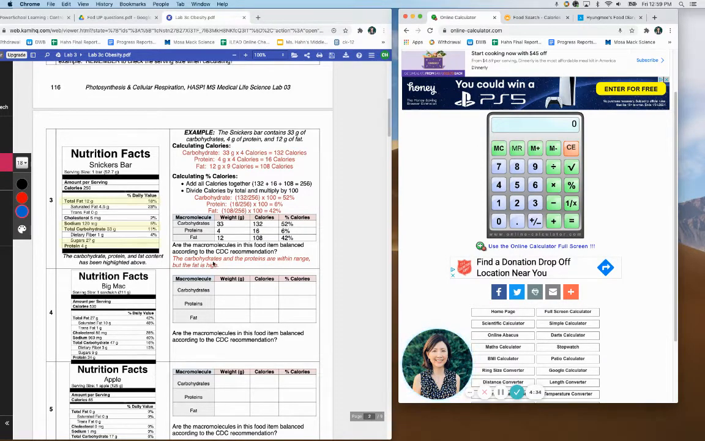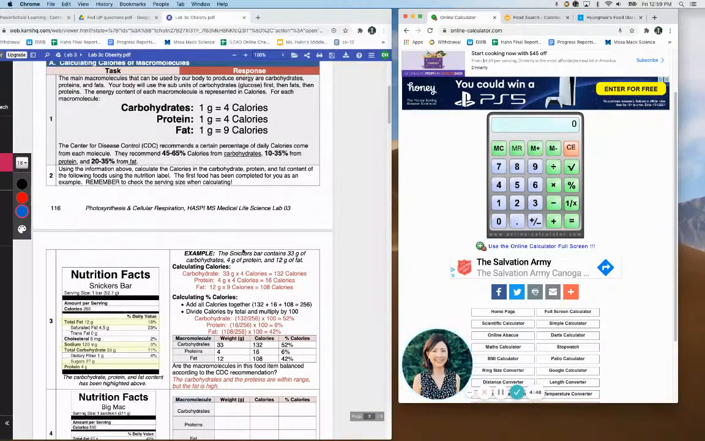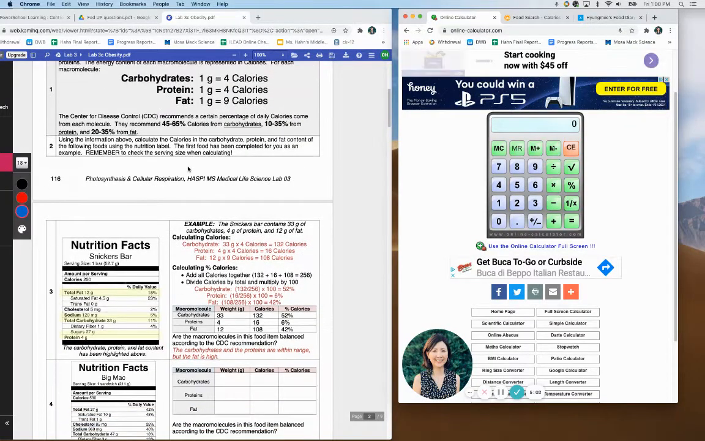And then you need to decide whether this calorie percentage is within the CDC recommendation. So let's see where the CDC recommendation is. They recommend that 45 to 65% of your calories come from carbs, 10 to 35 come from protein, and 20 to 35 come from fat. So if we look here, 45 to 65 should come from carbs. So the carbs seem like they fall into the correct range, 52.